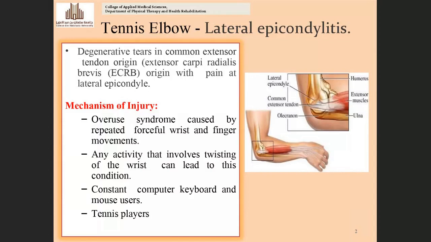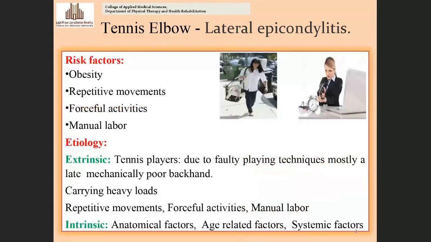It is also noted in software engineers, those who are working on the computer for a long time, tennis elbow, or you can say this lateral epicondylitis. And it is also known as tennis elbow because tennis players use the wrist repeatedly for their sports activities. So this condition may also occur in tennis players. These are the different types of issues, or mechanisms, of tennis elbow.